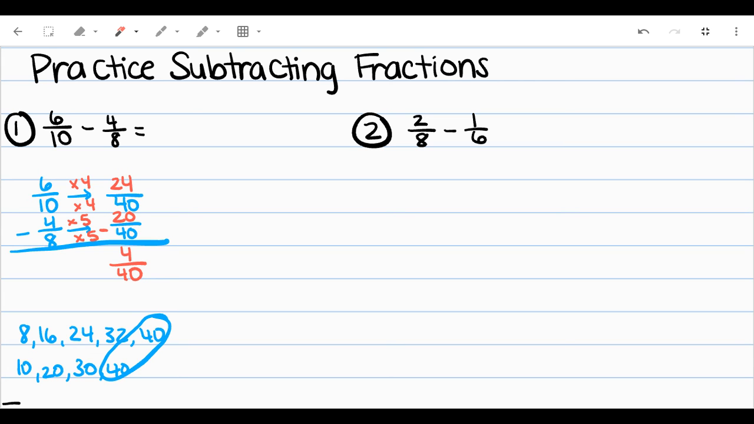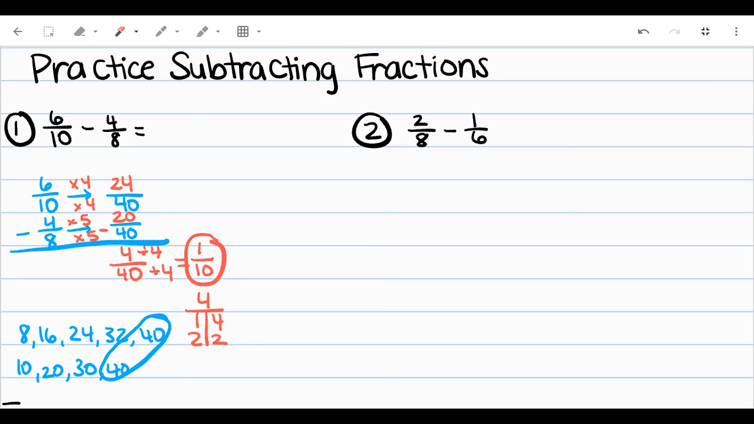Well, I'm looking at 4 and 40. I know that my factors of 4 are 1 times 4 and 2 times 2. And I know that 40 can be divided by 4 because 4 times 10 is 40. So if I divide these both by 4, 4 divided by 4 is 1, and 40 divided by 4 is 10. So my simplified answer is 1/10. Now let's look at number 2.